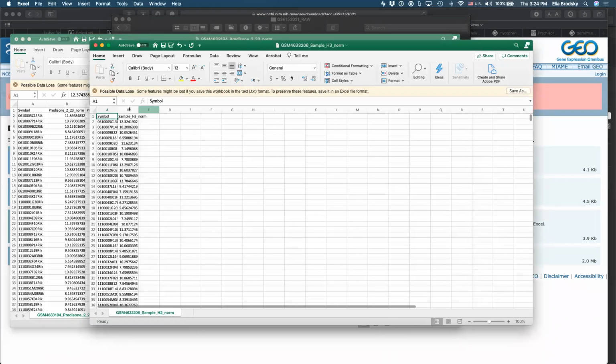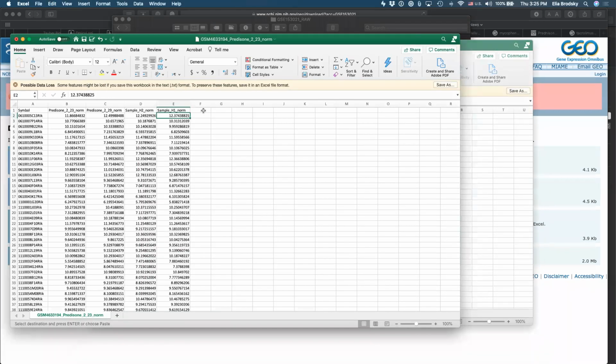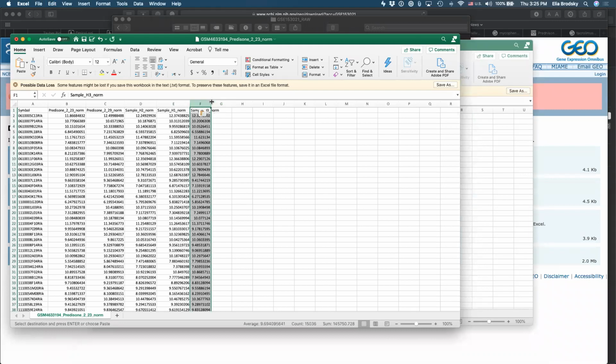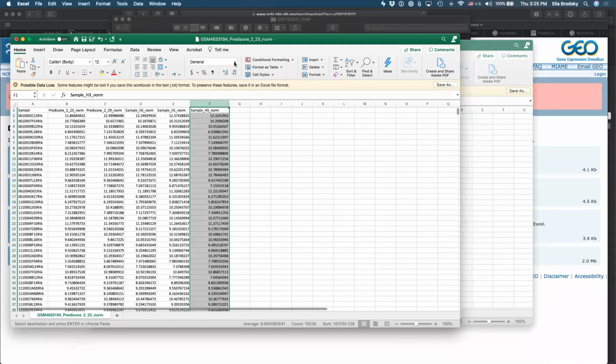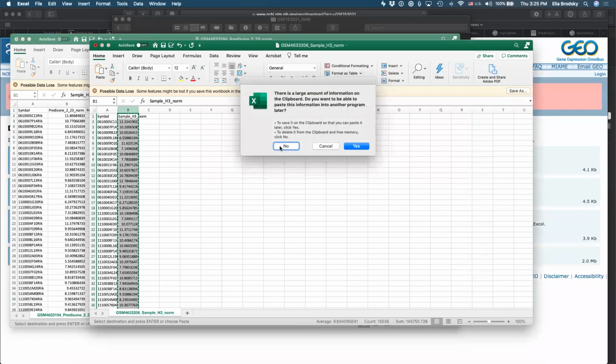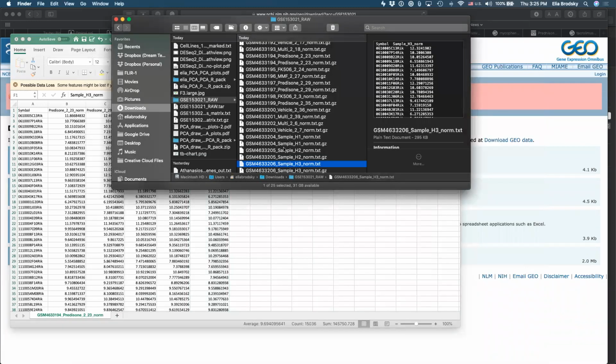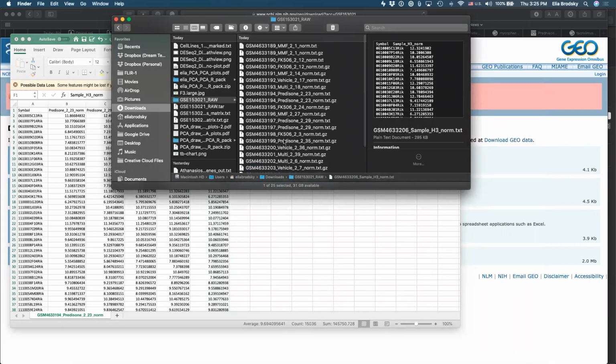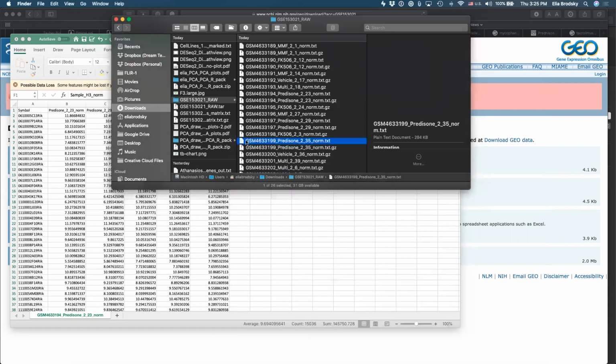Okay, this is just one type of analysis that you can do. So we're just going to try and do this fairly quickly. Okay, and let's get another one for prednisone. Prednisone 35.